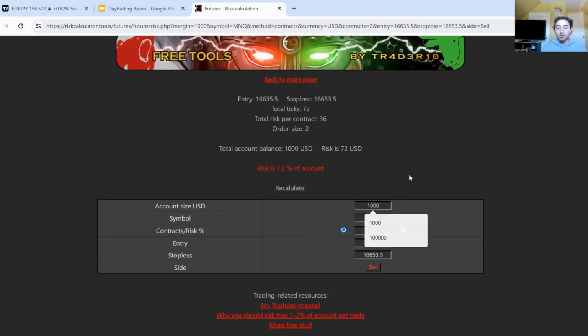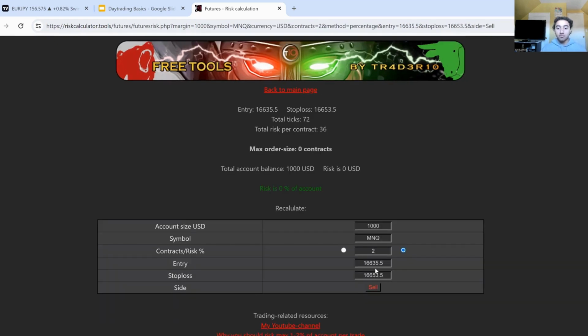So let's say you have a $1,000 account size, you're trading MNQ, right? And you want to risk 2% of your account per trade. Entry, stop loss, etc., sell position. Now you notice, guys, if I take 2 contracts, what can happen? I'm risking 7.2% of my account per trade. That is way too much. You do not want to be risking 7% of your account.